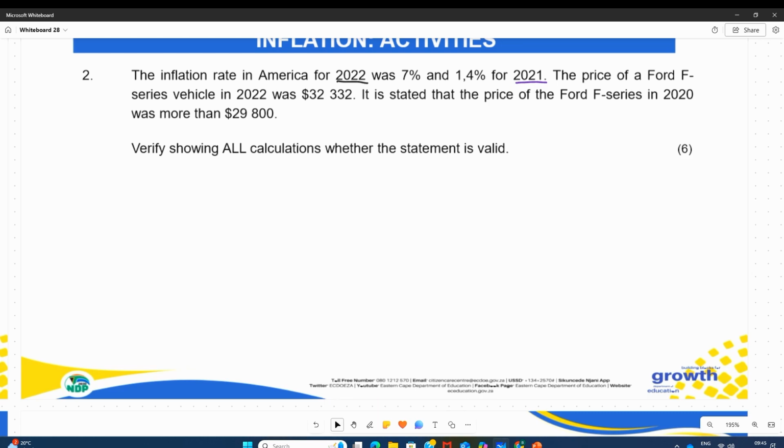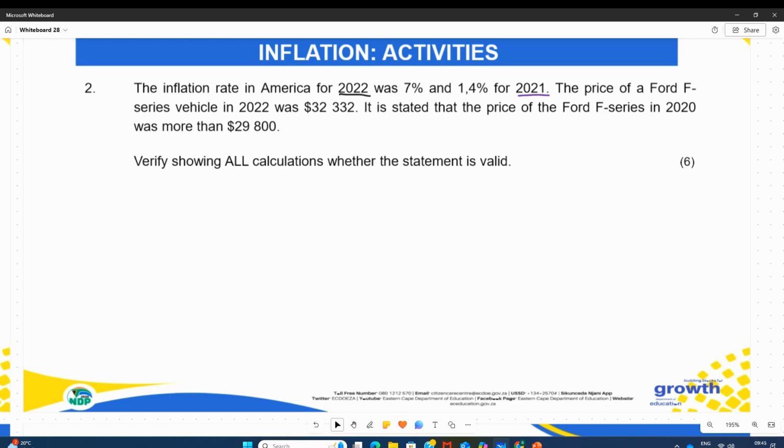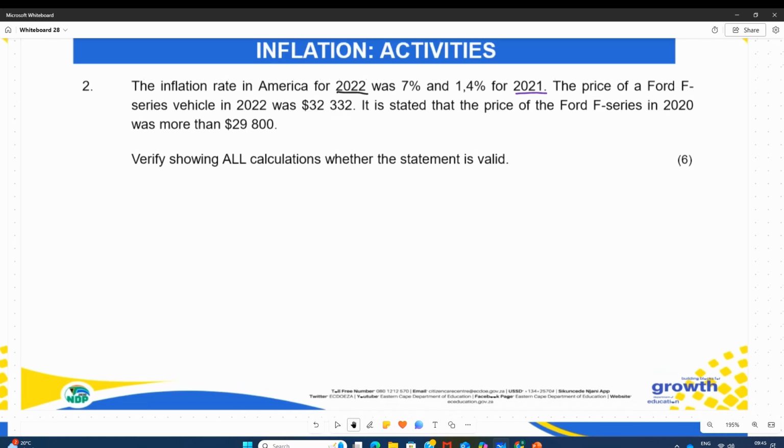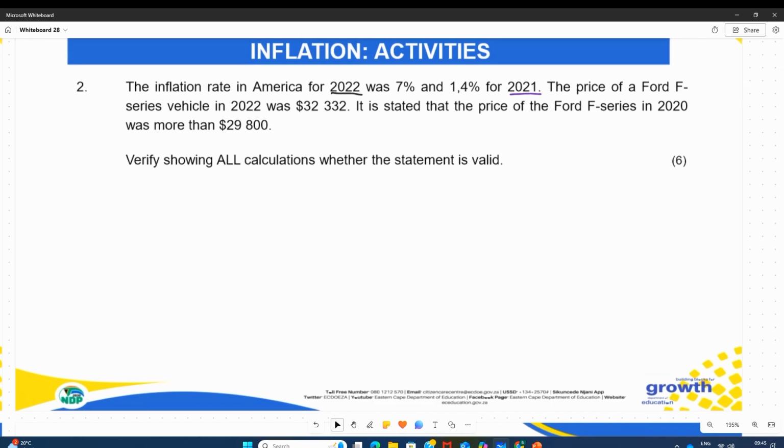We are also told that the vehicle in 2022 was costing $32,332. Then it is stated that the price of the Ford F-Series in 2020 was more than 29,800. Verify, showing all calculations, whether the statement is valid. In these types of questions, our learners seem to struggle. Some will say that they do not know what they're expected to do.